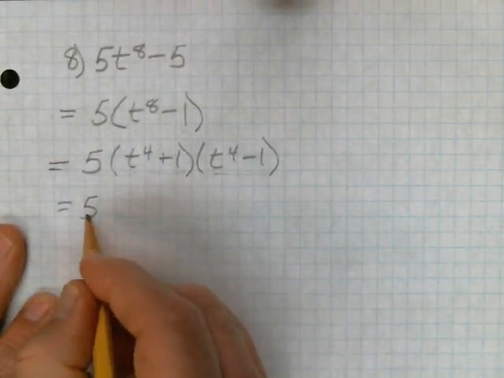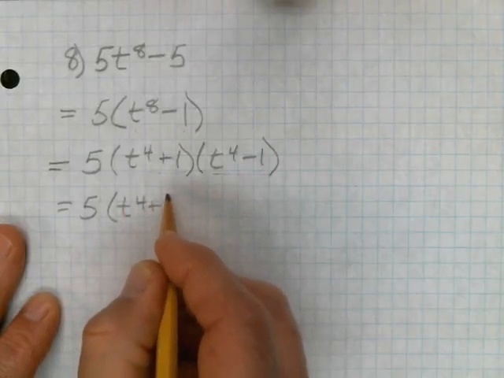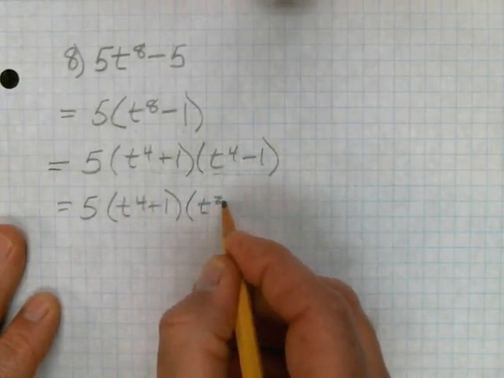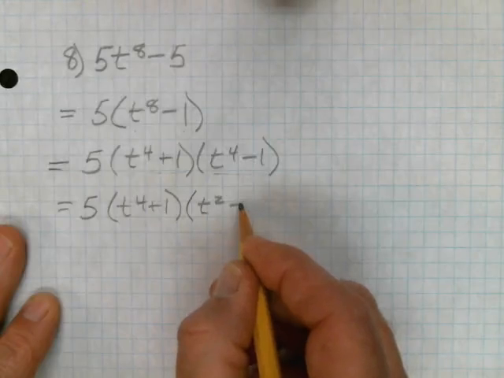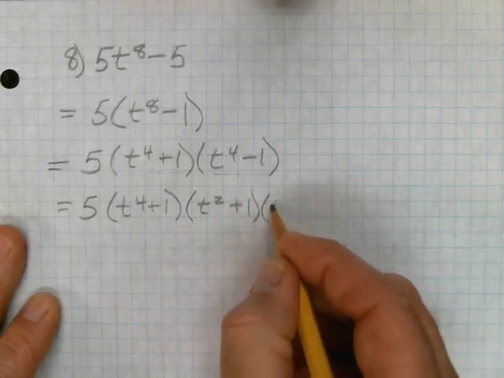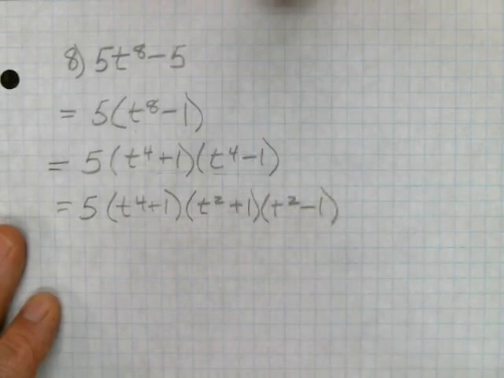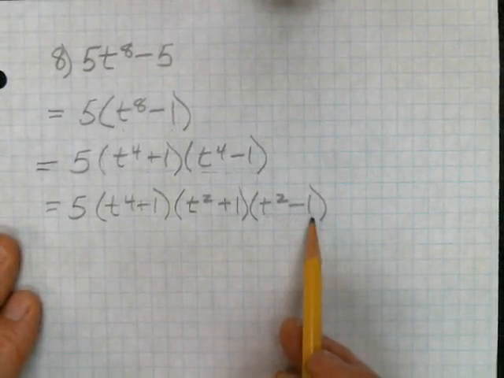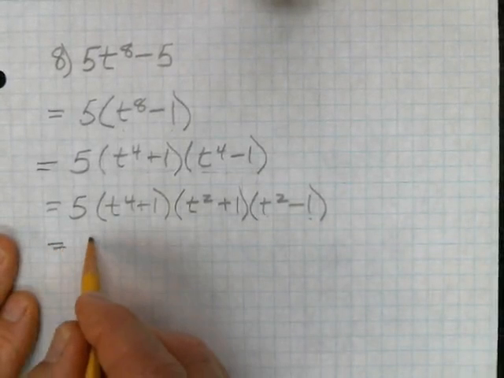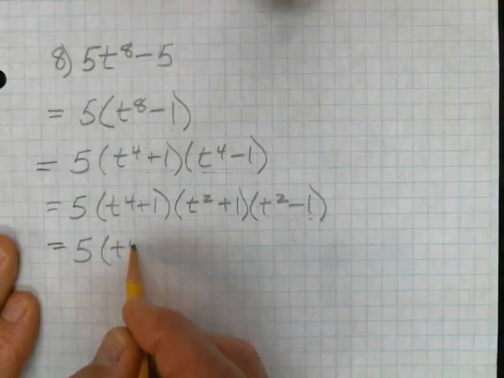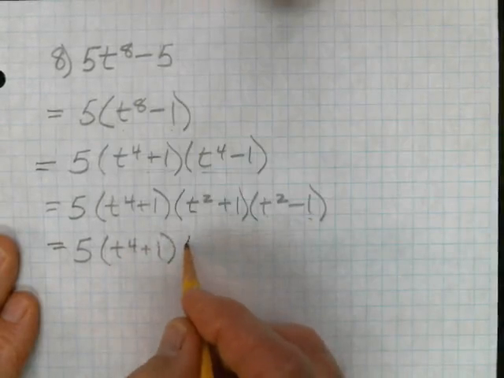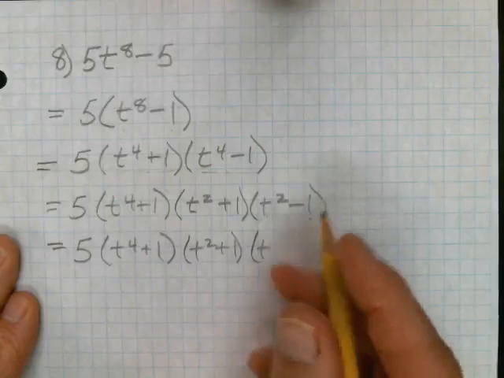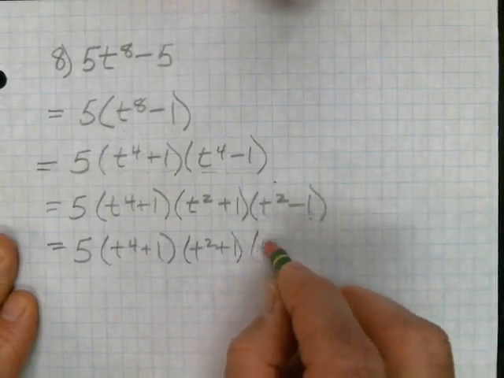And I get 5 times t to the 4th plus 1, just copying what I did. But this is now t squared plus 1 times t squared minus 1. Pretty cool. Okay, well, I must be done now? No, because this is a difference of squares also. So now I'm going to copy down a lot of what I already have. And t squared plus 1, okay, so this is what I can factor out more here.